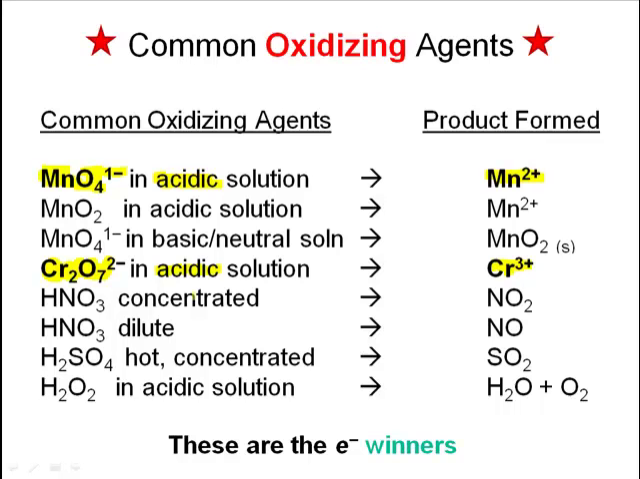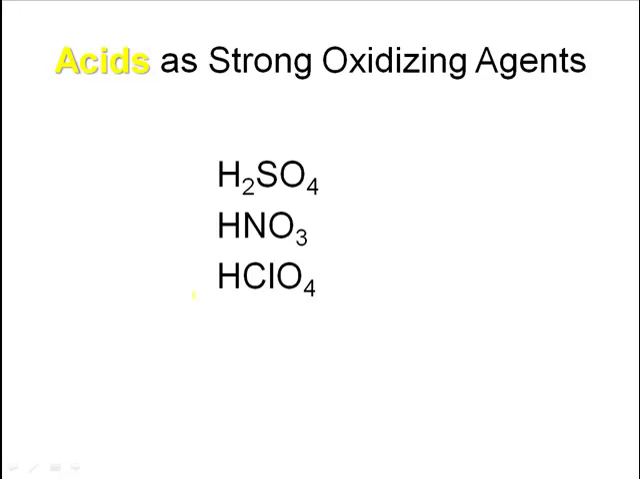These are called the electron winners. We'll get to the winners, whether they lose or gain electrons. They're really common, but they're not the strongest. So these here are strong oxidizing agents that are acids.